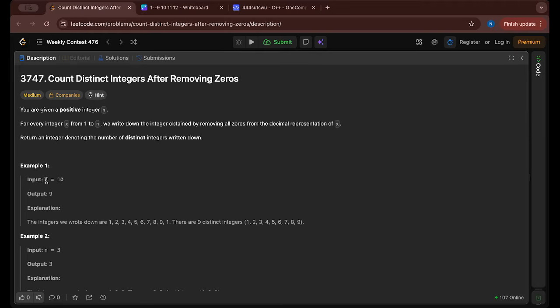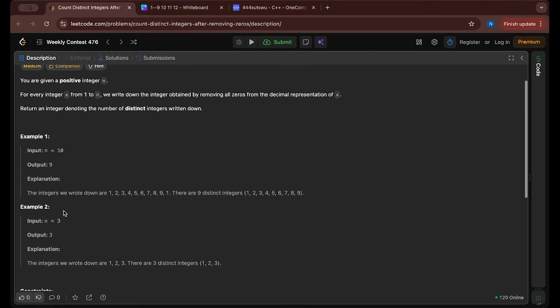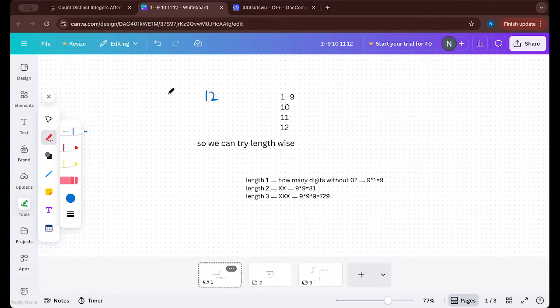For example, if n is equal to 10, then write all the numbers from 1 to 10 by removing zeros. So 0 will be removed only from 10, so it will become 1, which we already wrote down before. So the total count is only 9. If the number is 3, all 3 have no zeros, so all 3 will count and the answer is 3.